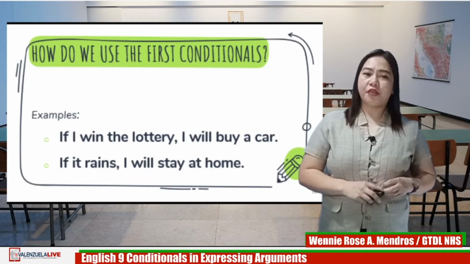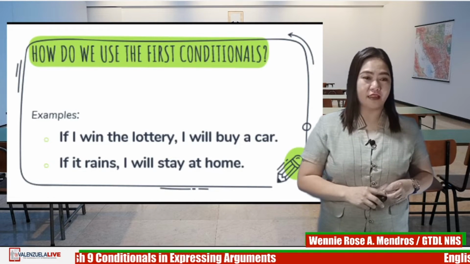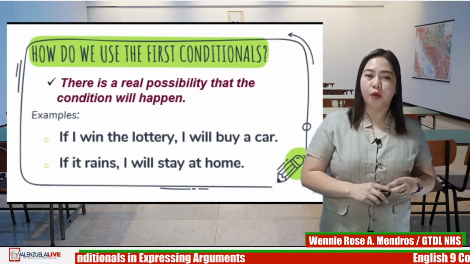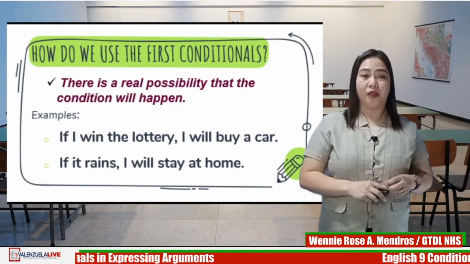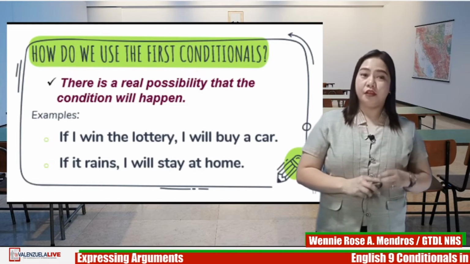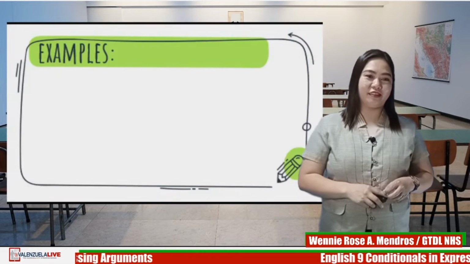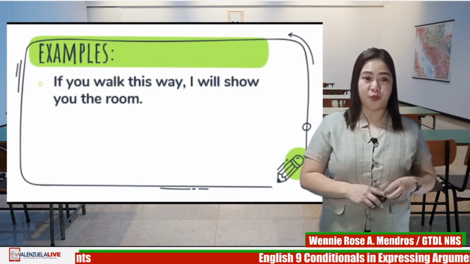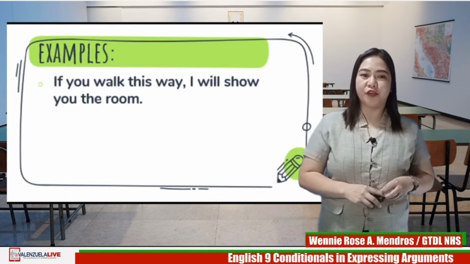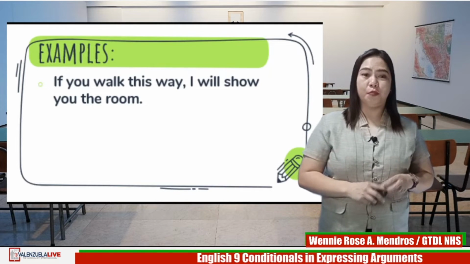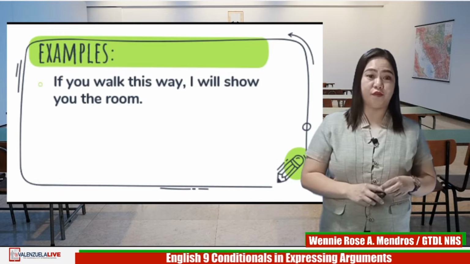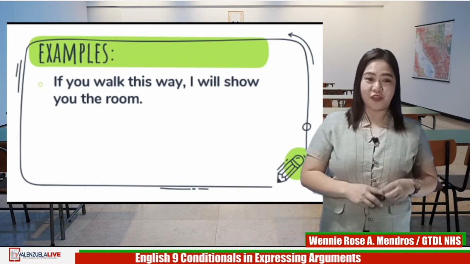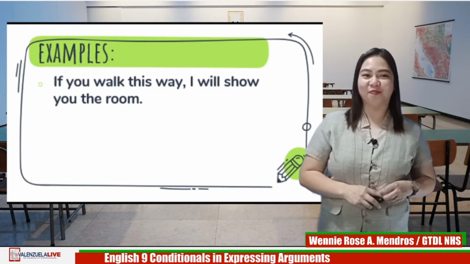The important thing about a first conditional is that there is a real possibility that the condition will happen. Here are some more examples. If you walk this way, I will show you the room. Take note of the verbs used in each clause. The possible condition in simple present form, walk, and the future result will show.